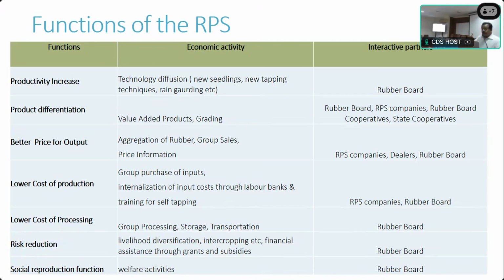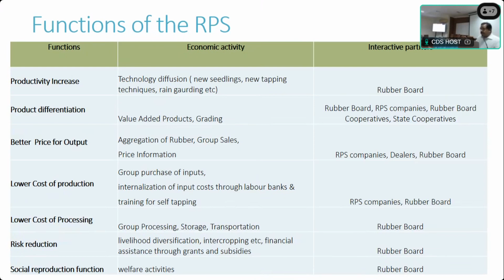So you can think of what the functions are, what kind of economic activity the RPS can get into, and whom they should interact with. If you read the objectives carefully, you will see whom they should interact with also. Who are the interactive partners for the fund? For productivity increase, it is the Rubber Board. Product differentiation is the Rubber Board and RPS companies.